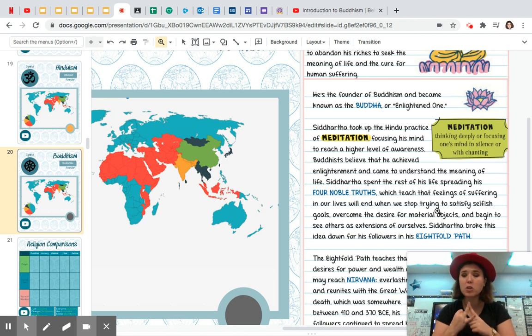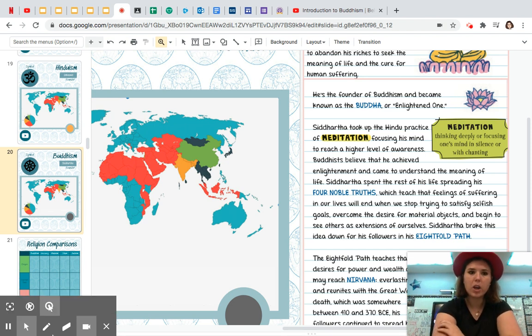Suffering will end when you stop trying to satisfy your selfish goals, when you put aside your selfishness and be there as a collective person and work out for the whole group. When you overcome your desire for things, you'll see a lot of Buddhists have very minimal belongings because they follow that. They do not need physical objects to feel whole. And then you need to start seeing people as extensions of you, as in they are equal to you. They are on the same level as you.